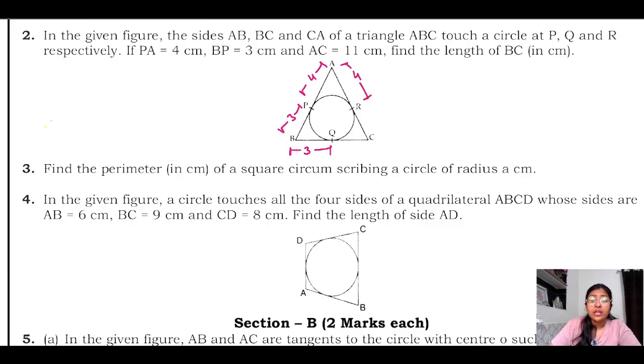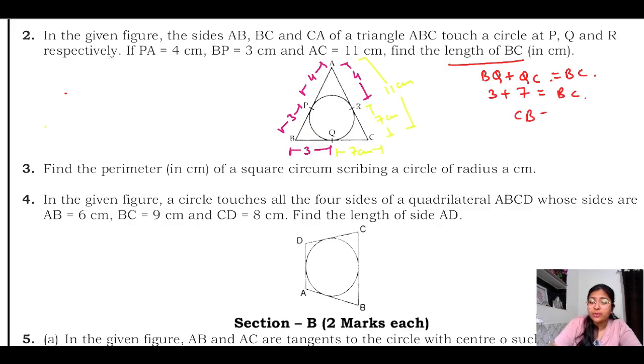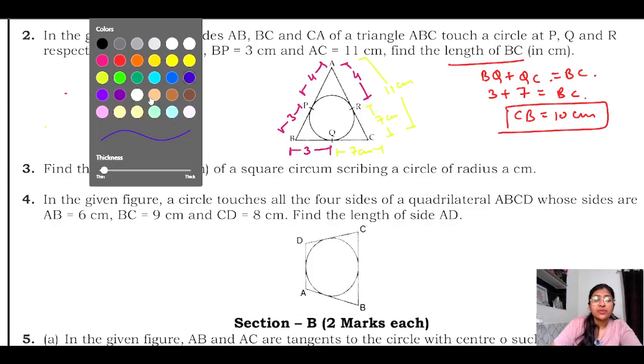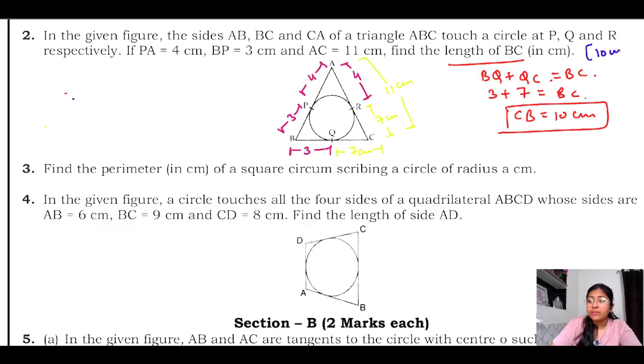In the given question, the total length AC is 11 centimeter. So the remaining RC will be 7 centimeter. Yes or no? Yes. If this is 7 centimeter, then this is also 7 centimeter, because the lengths of the tangents drawn from an external point are equal. What are they asking? Yes, learners, what are they asking? The length of BC. BC is a combination of BQ and QC. If you add both the lengths, you will get the required length. So BQ is 3 and QC is 7. Therefore, the length of BC is 10 centimeter. So the correct answer of this question is 10 centimeter.